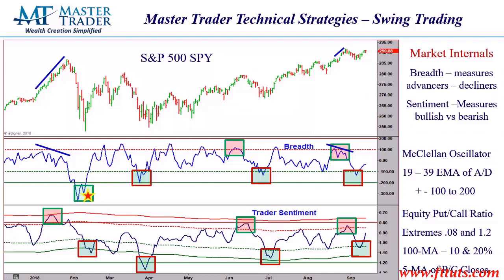Now, market internals. These are the market internals that I've used for decades, and I've looked at many others as well. Some may be helpful, but it can become overwhelming looking at all of that. So I've zeroed it down to these two, and it looks at breadth.